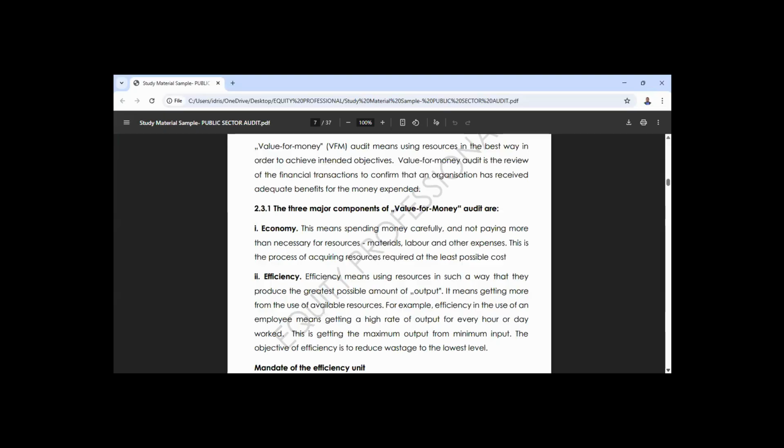Efficiency means the use of government resources in the best possible way to give maximum output. That means we are using little input to get maximum output. We want to review whether the little resources government is using is giving them maximum results. So the use of available resources to get maximum output is called efficiency.